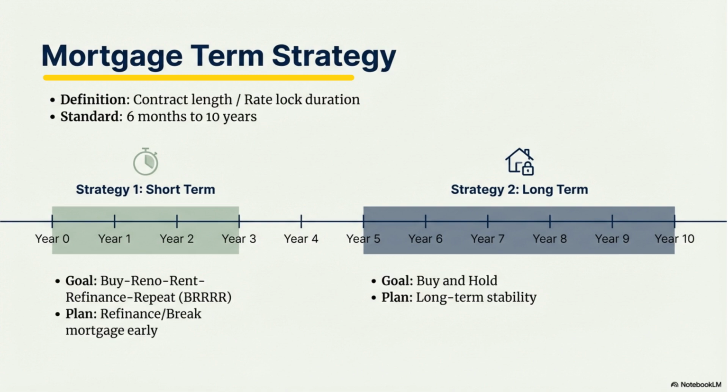Most lenders offer terms ranging from 6 months to 10 years. But how do you decide? Similar to picking a rate, the right term aligns with your long-term goals and economic conditions. Investors often opt for shorter terms if the strategy is to do a buy, reno, rent, refinance, repeat, to refinance or break the mortgage before the end of the term, or longer terms if the strategy is to buy and hold. This is exactly how I structure my small multifamily deals, when the goal is to renovate and refinance within a couple of years.